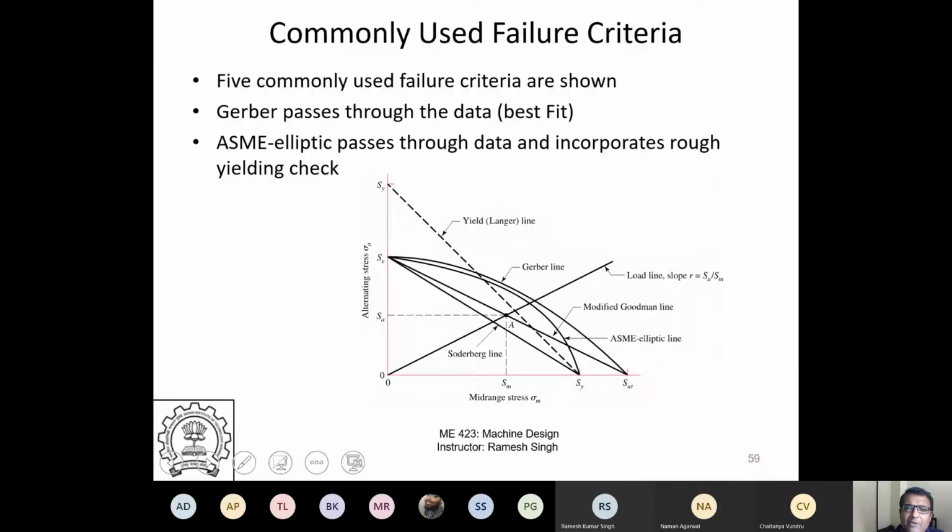I also would like you to understand the factor of safety, and in case there is no factor of safety, what would be the finite life for it. Both things we will cover. So that's what we have planned for today.